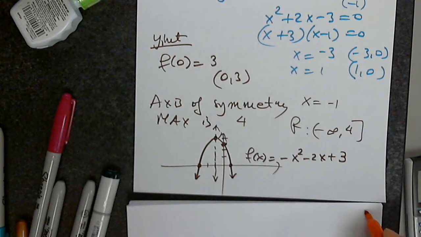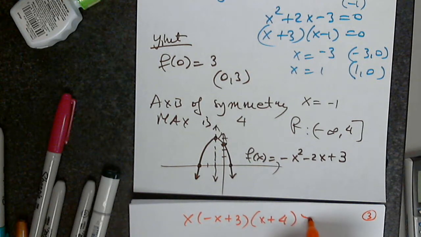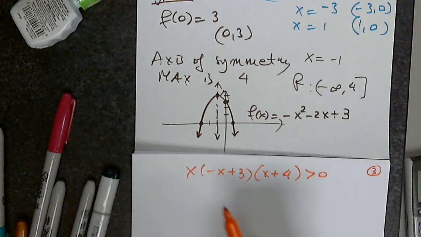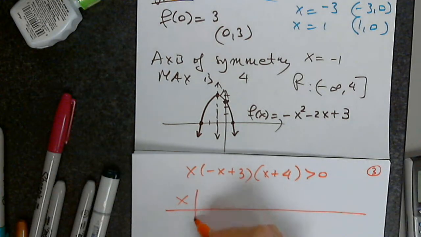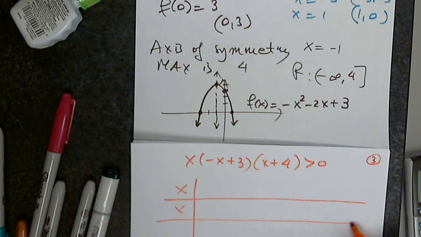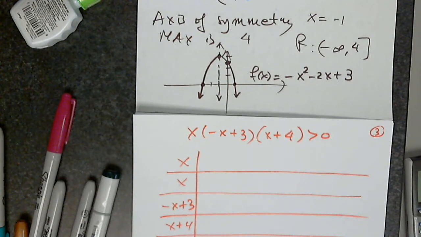So we have x times (negative x plus 3) times (x plus 4) greater than 0. And we have x as the variable in the problem. This is not the only method. I saw other methods. Very good. Well done. Negative x plus 3 and x plus 4. And since I don't have enough room here, I'm going to say just the product.